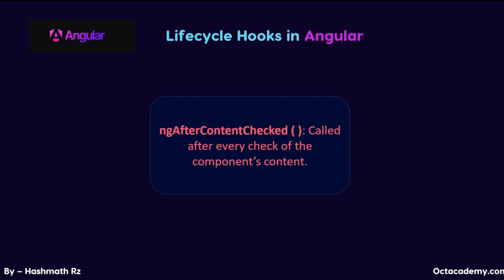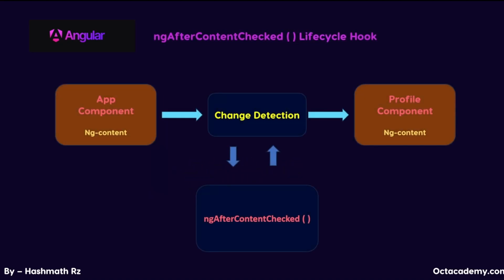So guys, what exactly does NgAfterContentChecked do? Well, this lifecycle hook is called after every check of the content that has been projected into your component. That means every time Angular runs its change detection cycle, it will call this hook to allow you to inspect and react to any changes in the projected content. So this is something like the NgDoCheck hook. This will trigger every time the projected content changes.